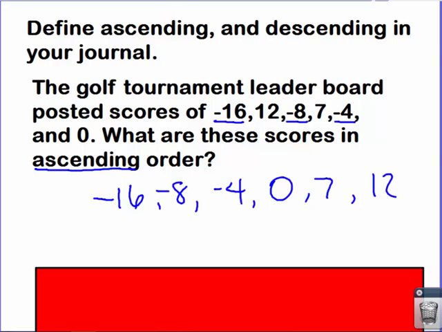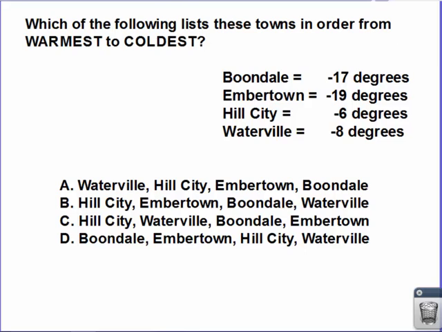So let's see if we can do another one. Okay, here's one. It says, which of the following lists these towns in order from warmest to coldest? So if we're going warm to cold, we're looking for greatest to least. Greatest to least.